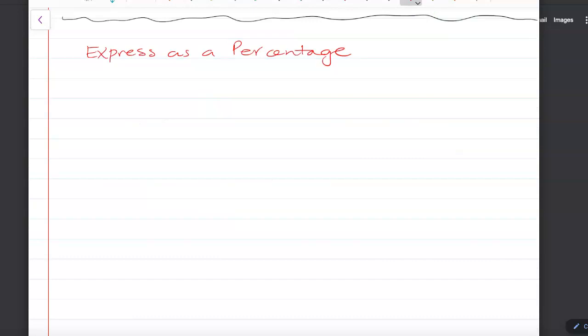In our second type of calculation, we want to express a value as a percentage. This reminds me of the test score. In a recent quiz, we had our score out of 46. So imagine we scored 40 out of 46. What is this as a percentage?